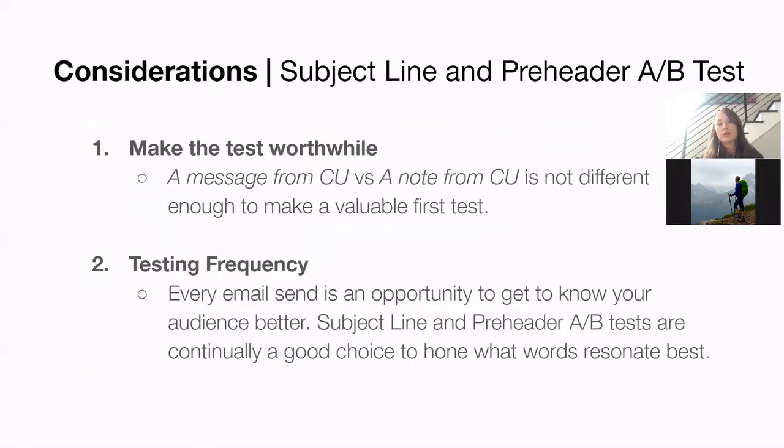Oh, and as a whole, I do kind of lump subject line and pre-header A/B tests together because they are so similar. So one of the things I've also seen folks do is, okay, great, we're going to do this A/B testing, and that's a great shift culturally. But then to not make that test something worthwhile is just a bit of a loss. So maybe a message from CU versus a note from CU. Is that really going to give me enough directive to make a good change in the future? Does that help me understand the tone that my folks like? Maybe, maybe not. So just something to think about.